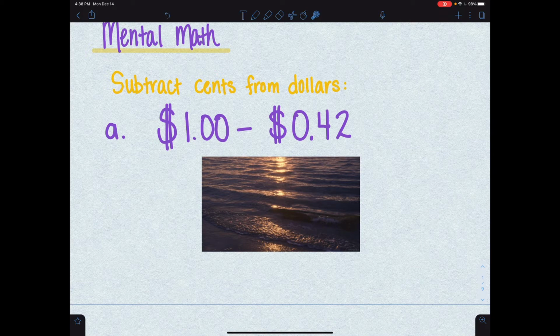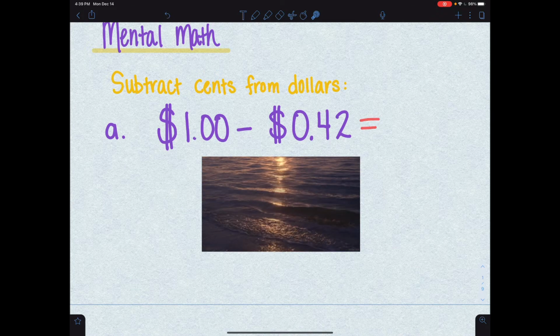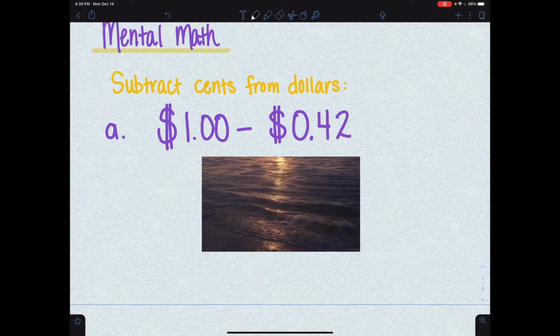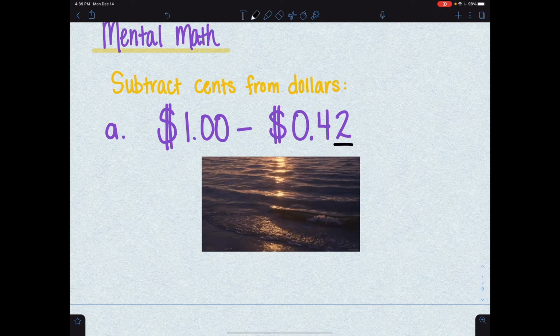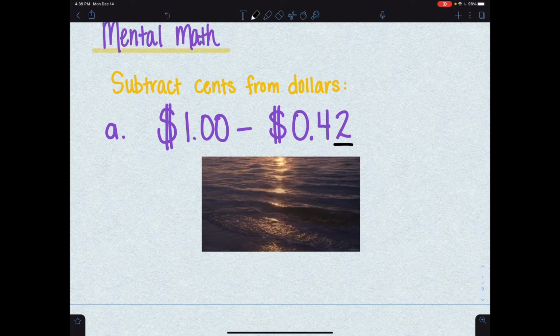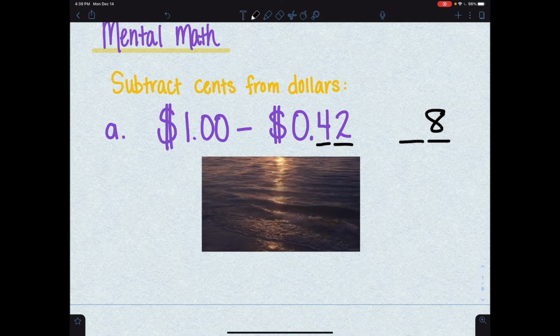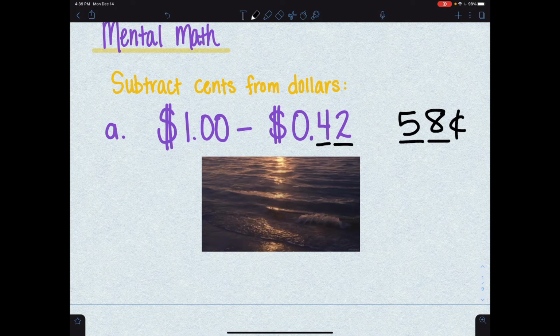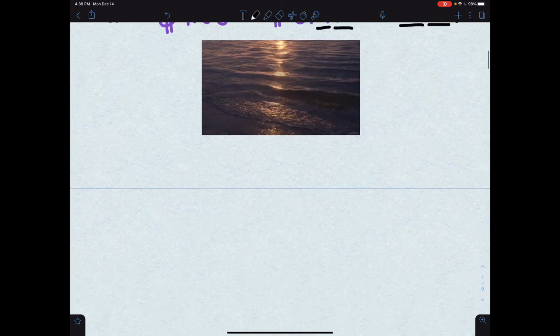Let's go into mental math. Here we're going to subtract cents from dollars. So this is what you've been doing. It's just written in a little bit different way, okay? So we're going to do $1 minus 42 cents. And if you remember, what we do is on this last one, we make it add up to 10, so it would be 8. And then on the first one, we make it add up to 9, so it would be 58 cents left, right?